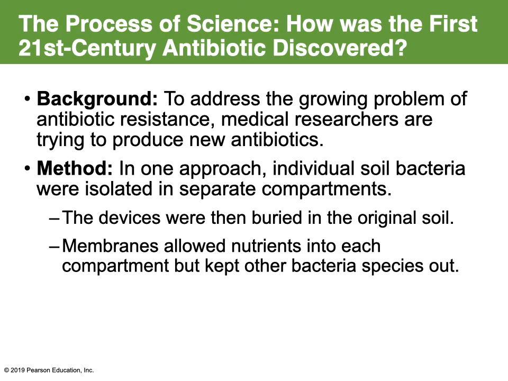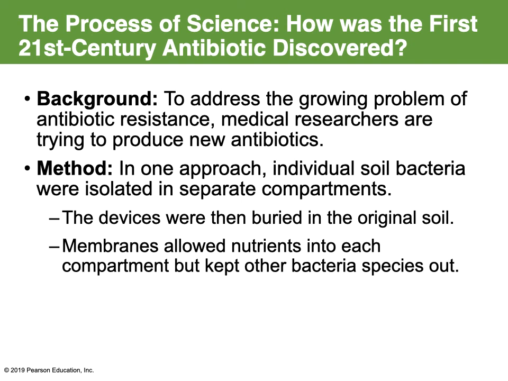Now, a good question is, how was the first 21st century antibiotic discovered? Well, one problem, as you know from natural selection, is that antibiotic resistance is a growing issue, right? We are selecting for microbes that have resistance to existing antibiotics. So we dose the antibiotics, the ones that survive have more offspring, and over time you wind up having a population of mostly resistant organisms. So we're trying to always find new antibiotics.